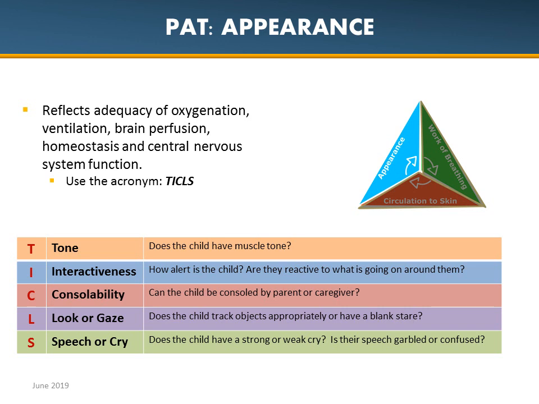C is for consolability: can the child be consoled by the parent or caregiver? L is for look or gaze: does the child track objects appropriately, or do they have a blank, wide-eyed stare? And finally, S is for speech or cry. Does the child have a strong or weak cry? If they're at the appropriate developmental age and able to speak, is their speech garbled or confused?